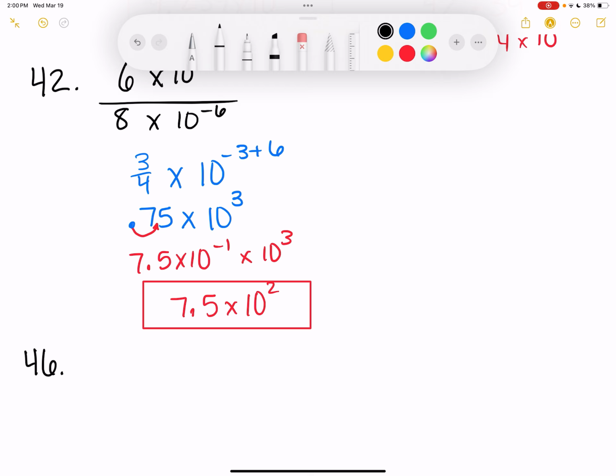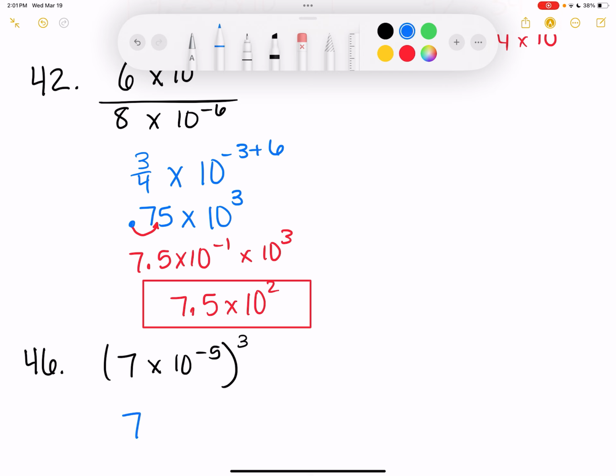All right, 46. Last one. In parentheses, 7 times 10 to the negative 5, all of that raised to the fourth. I'm going to modify this and make it 3 so that it's easier. Just like what we did when we had things being multiplied raised to a power, we're distributing that 3 to both things. So that's going to be 7 cubed times 10 to the negative 5 cubed.